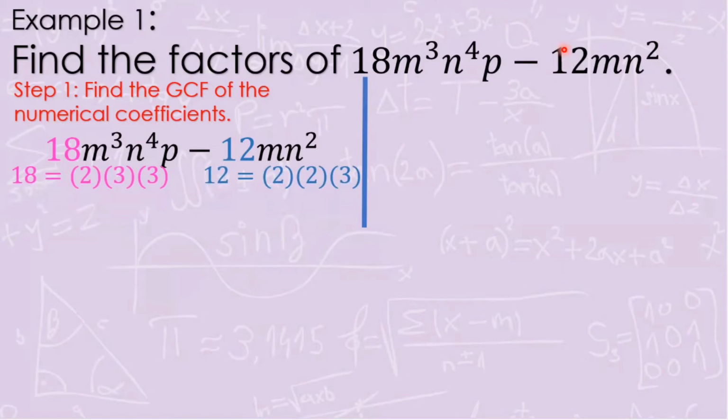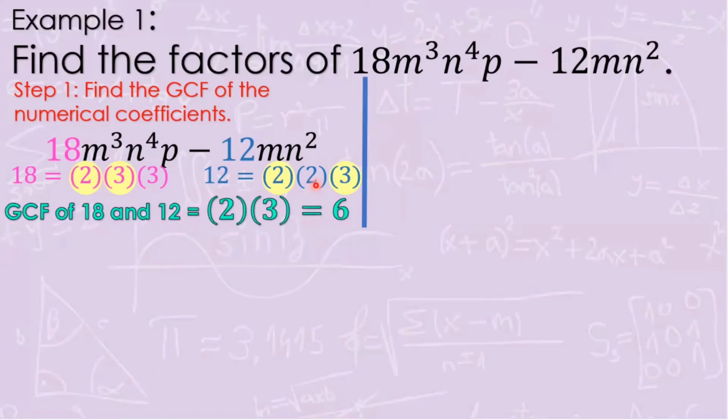So to find the GCF, let us find the common factors. Yung parehas na factor nilang dalawa. Parehas na number na makikita mo sa kanilang dalawa. So we have 2 and we have 3. So natira na lang kay 18 ay si 3, natira kay 12 ay si 2, so wala nang parehas. Therefore, the GCF of 18 and 12 is 2 times 3, and that is equal to 6.